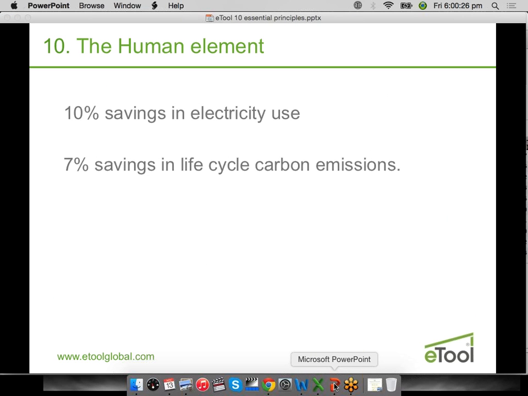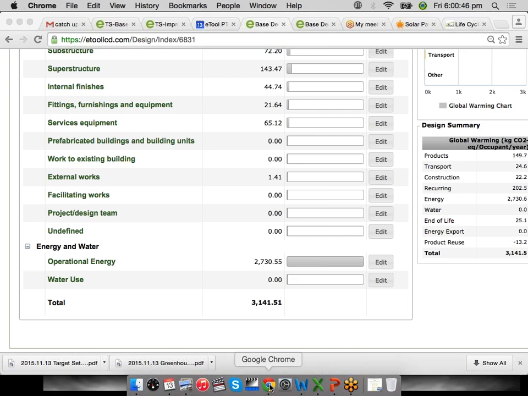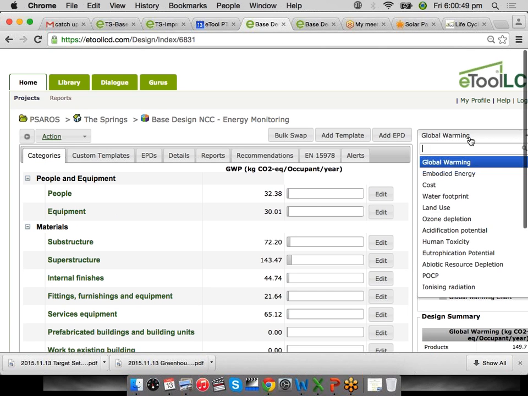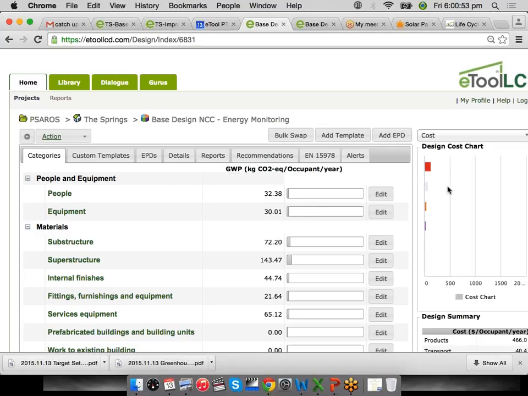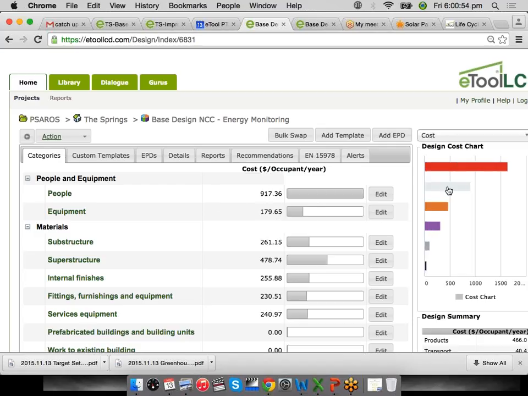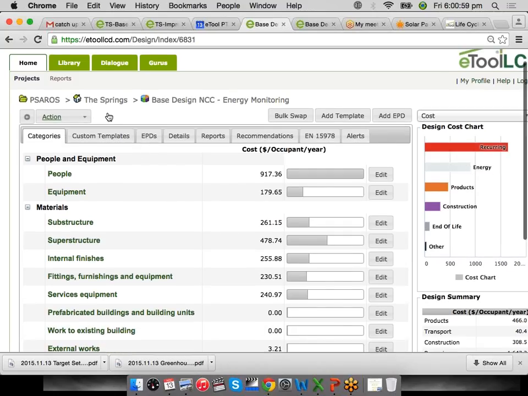So a 10% savings in electricity use will get a 7% savings in life cycle carbon emissions. Again, putting it into perspective, it's a low-cost solution giving you a 7% savings. So again, looking at the trade-off of where you're spending money and what improvement you're getting, you can look at all that. One thing I didn't show is the cost. One of the indicators is cost. When I talked about making it financially attractive, principle 2, that's when we look at cost.